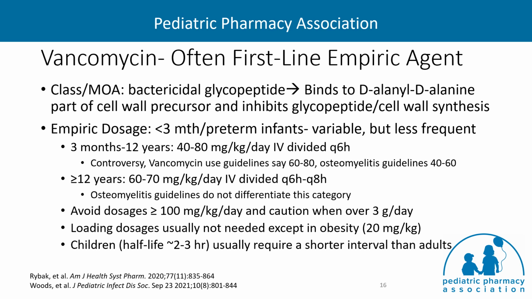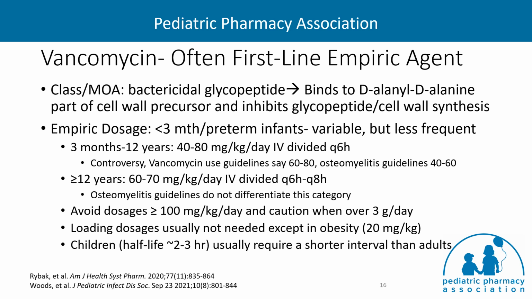A bit of controversy on that. The osteo guidelines actually say 40 to 60 milligrams per kilo per day. The vancomycin guidelines say 60 to 80 milligrams per kilo per day divided Q6. Some also may do a Q8, FYI. But if you follow some of the literature on attaining appropriate concentrations, most places are going towards 60 milligrams per kilo per day as their starting dose, although some institutions may go higher if the patient is sicker.